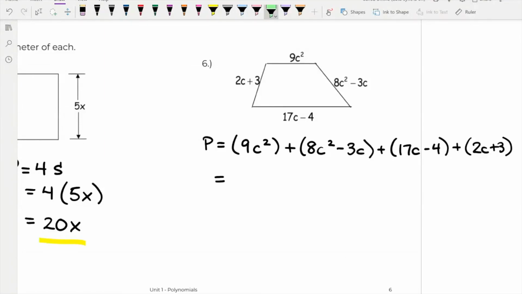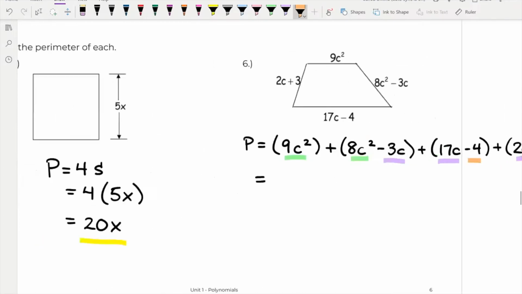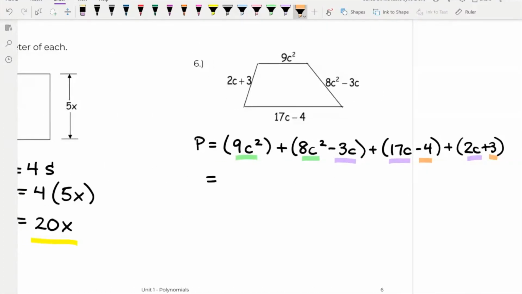So we'll underline our largest degree term first. Looks like those are the c squareds, or c to the power 2. I then have my c terms, and then I have my constant terms. So putting together my leading term first, I have 9c to the power 2 plus 8c to the power 2, so that gives us 17c to the power 2.